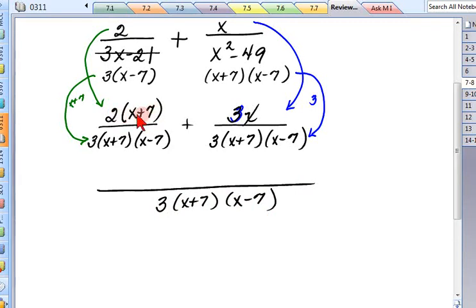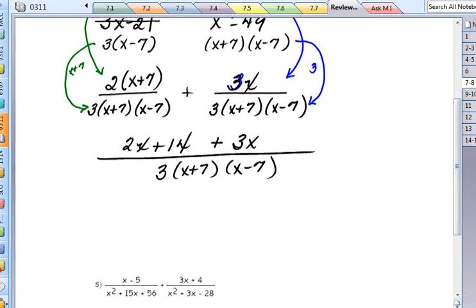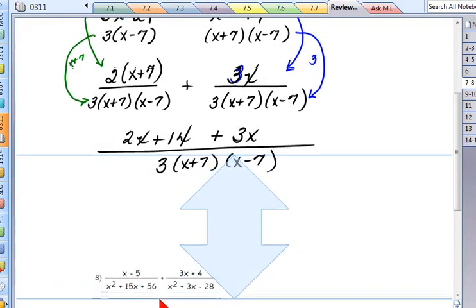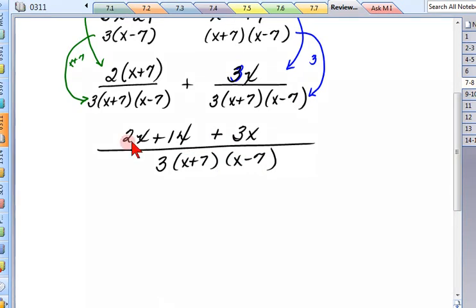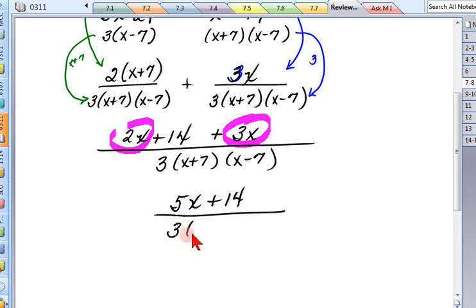And let's look at this part. I have 2 times x plus 7. That's 2x plus 14. I also have a 3x. Can I simplify this numerator? Do you see that you have a 2x and a 3x? So you have 5x plus 14 over 3 times x plus 7, x minus 7.